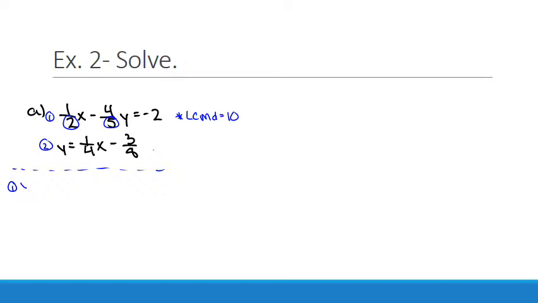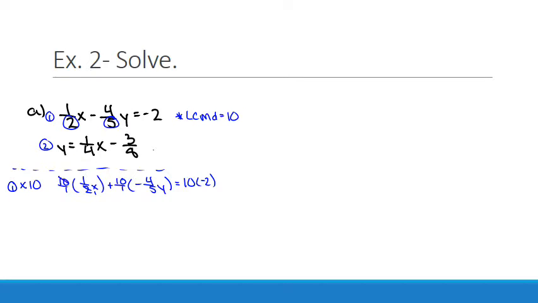So I'm going to take my first equation and multiply it by 10. I'm going to write 10 over 1 times 1/2 x, and it's a positive 10, so I'm going to write positive 10 over 1 times this negative 4 over 5y equals now positive 10 times negative 2. All right, so now it's all set up. Now I'll go through and multiply.